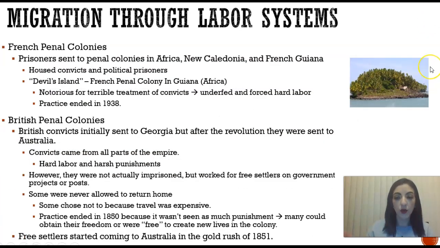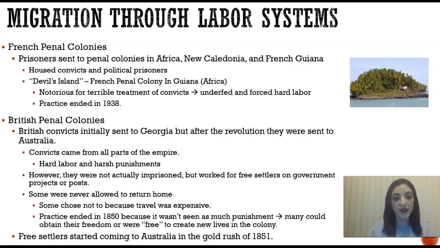Okay, so then we also go back to the penal colonies. So other types of labor systems or migration systems is going to be the French penal colonies. So prisoners were sent to these colonies in Africa, New Caledonia, and French Guiana. These places would house convicts and political prisoners, so anybody that opposed the government was sent to these places.